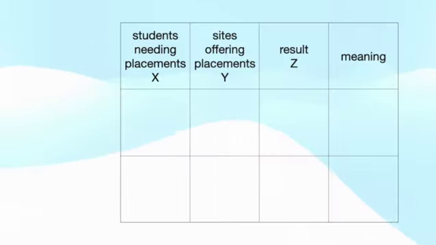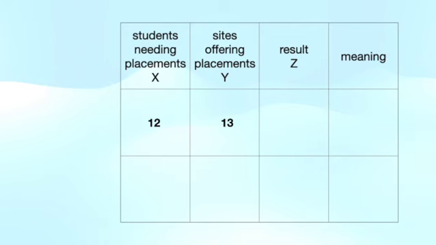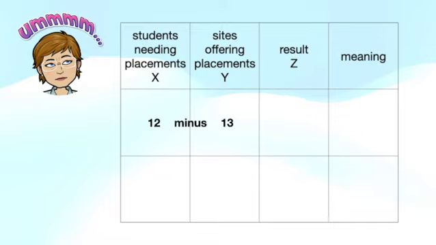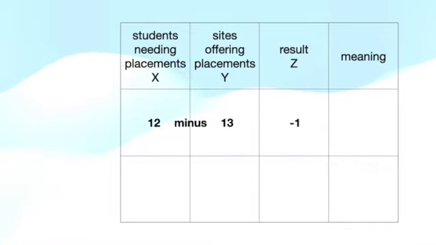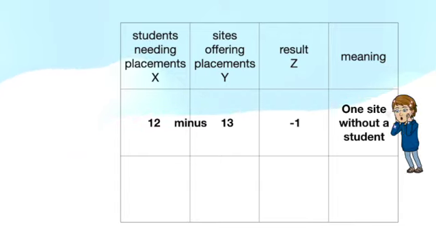So here's what she's saying. Let's say you have 12 students that are needing a practicum placement. And a practicum just means that they need a place to go and watch people do the job that they're in school to do. And then they have so many sites that are offering placements. So let's say they have 13 sites that are saying, yeah, we'll take a student. You subtract those two, 12 minus 13. What would that be? -1. What that means is that there is going to be one site that's offering a placement that does not get a student to fill that placement.